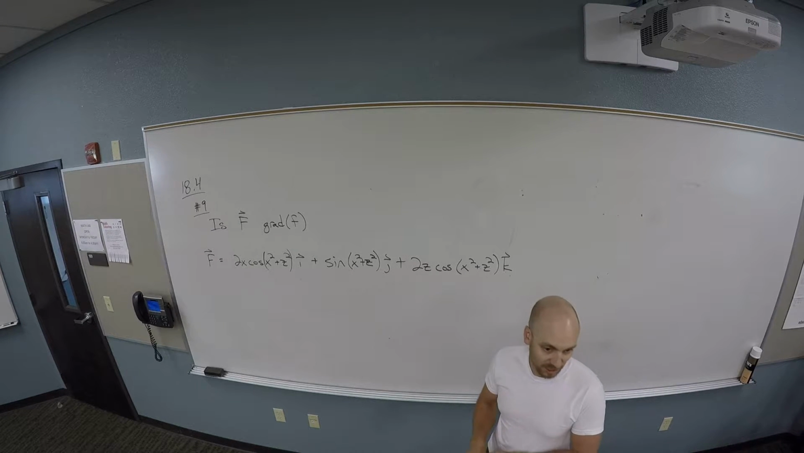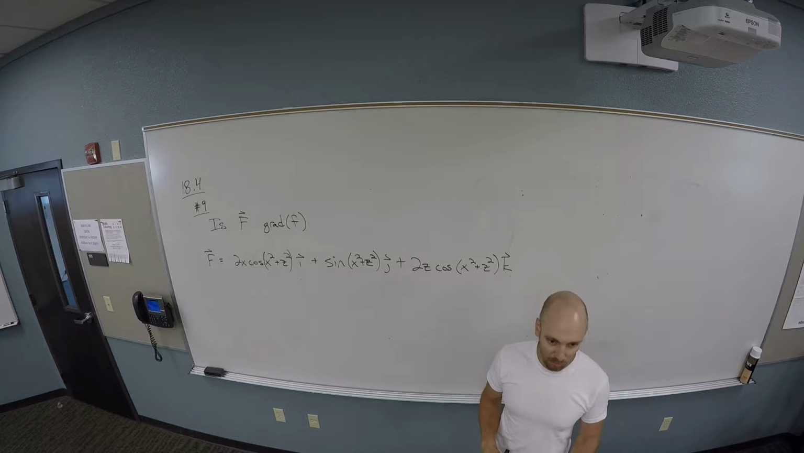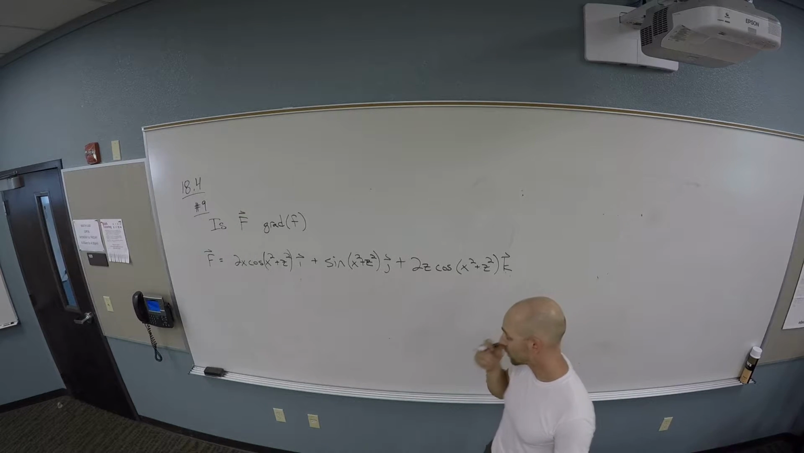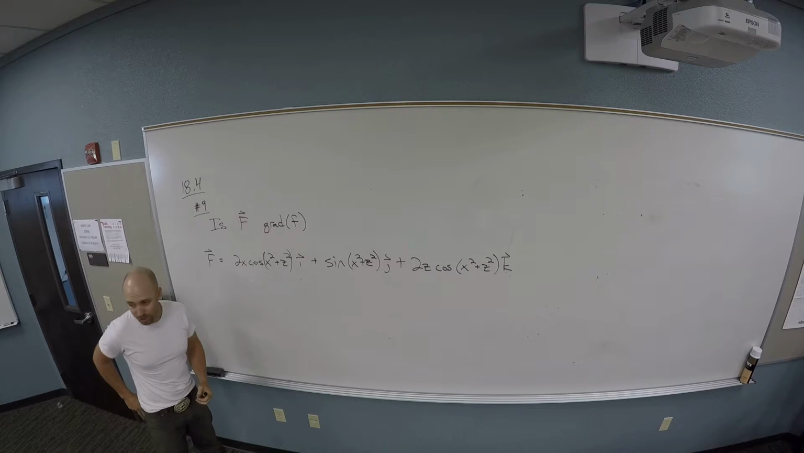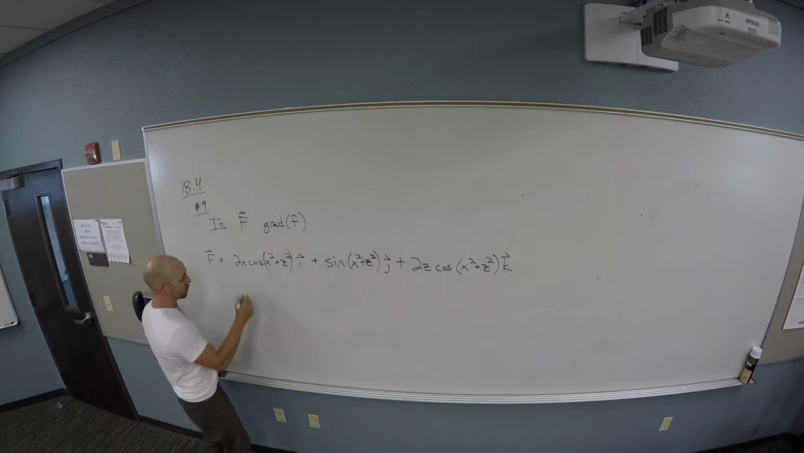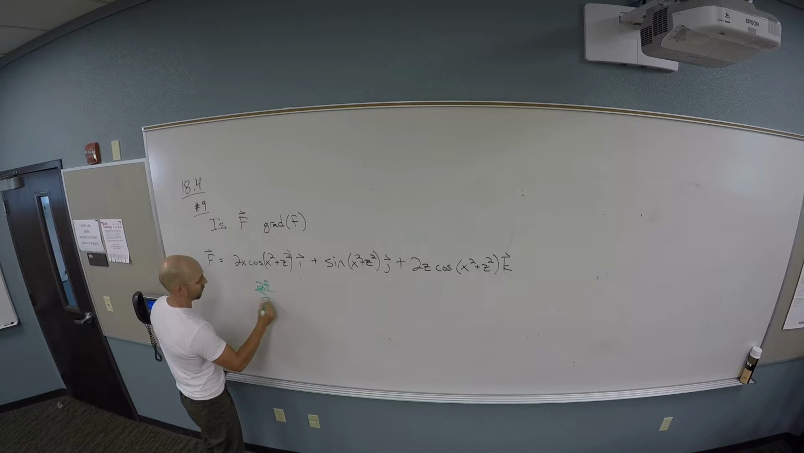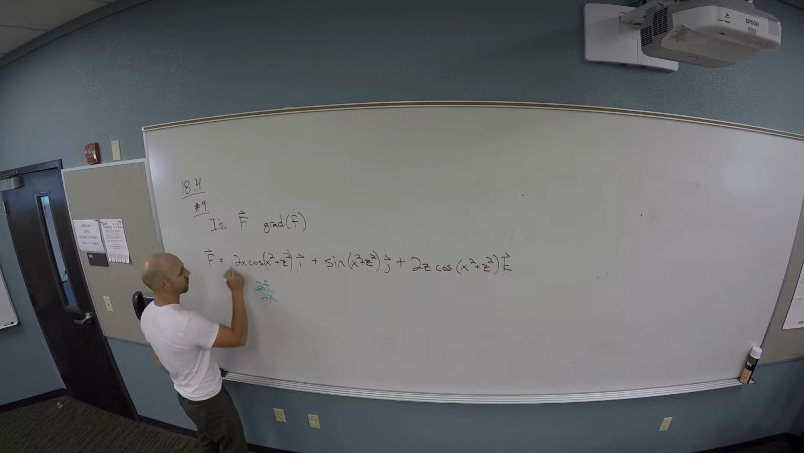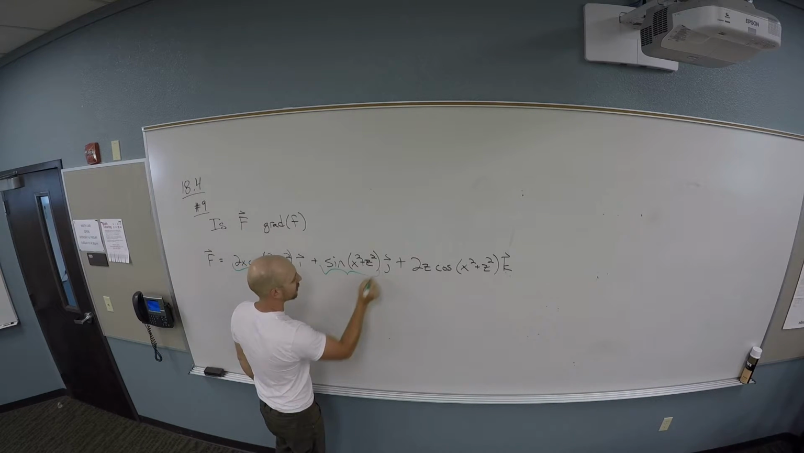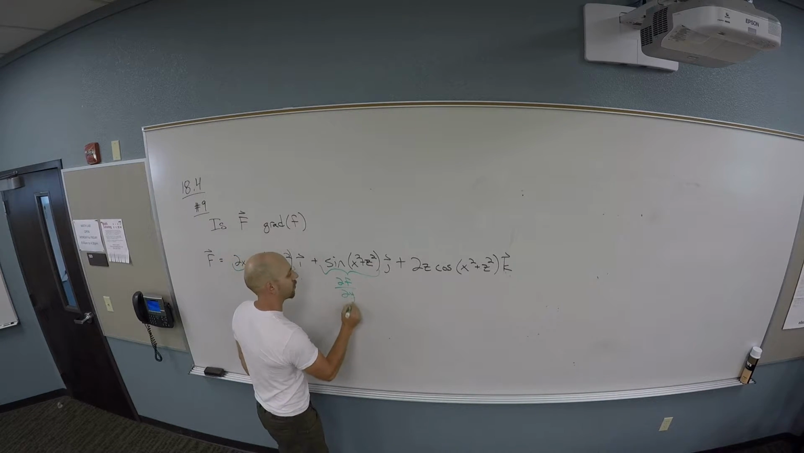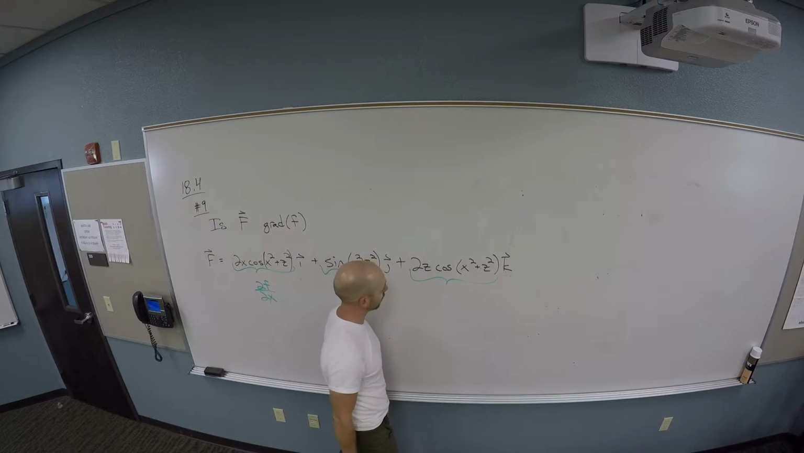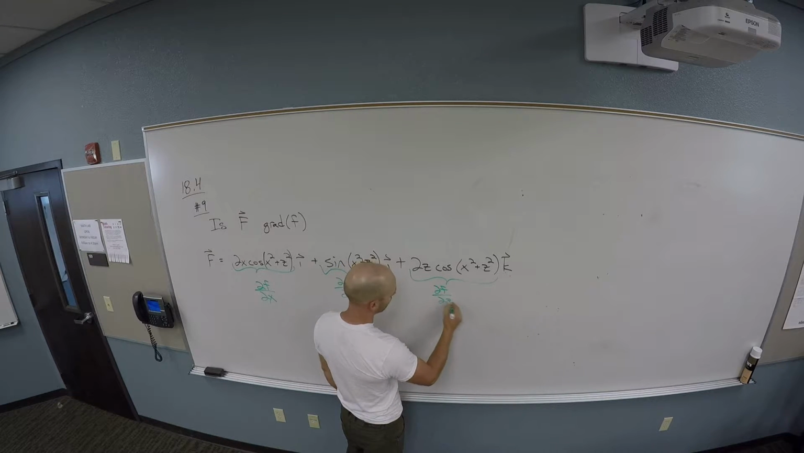The curl thing is a nice thing to compute in 2 dimensions, and it's a slightly more cumbersome thing to compute in 3. So what I would do is I would just say, okay, this beginning bit, 2x cosine of x squared plus z squared, what's that supposed to be? That should be the x partial. Sine of some stuff, that should be the y partial. And 2z cosine of x squared plus z squared, that should be the partial of f with respect to z.